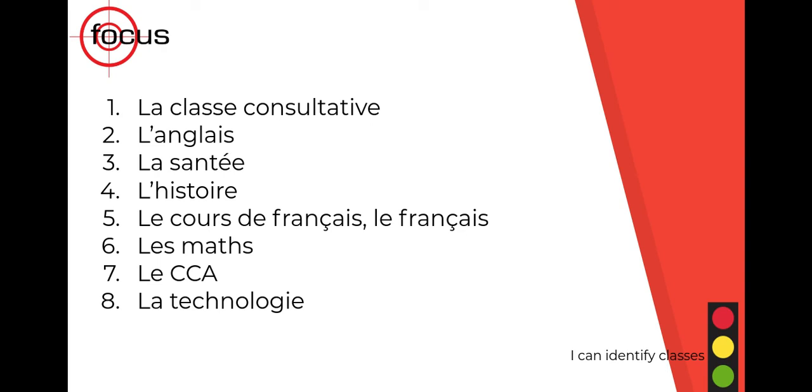So rouge, jaune, ou vert. I can identify classes. Rouge, I don't get it yet. I need some help. Jaune, I can do it with my notes. Vert, I can do it by myself. And then I do have accidentally an extra E on number 3 that shouldn't be there. So heads up for that. If you have an extra E like me, you should fix it.